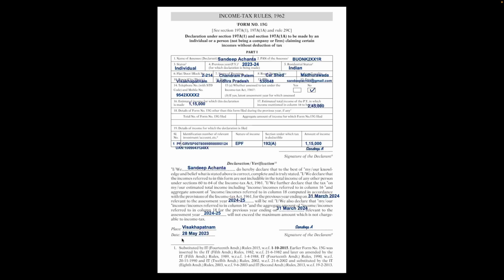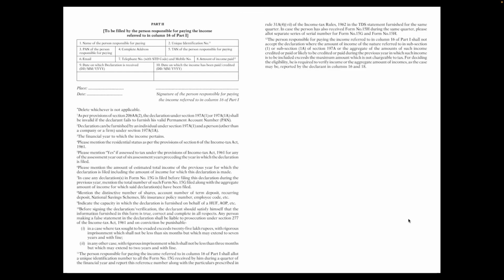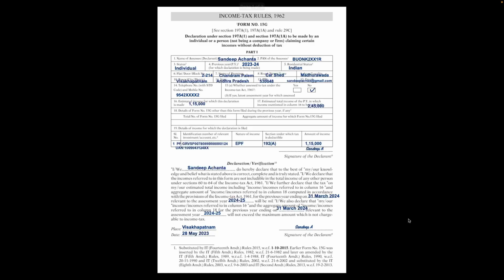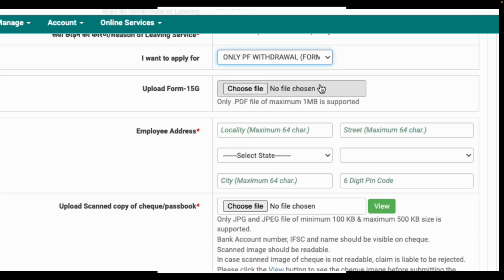Next come to the place and date. Here mention the place at which you are residing and the date on which you are withdrawing your EPF amount, and at the signature of the declarant put your signature. There is no need to fill Part 2 of the Form 15G. After filling Form 15G, scan both Part 1 and Part 2 and upload on the UAN member portal.